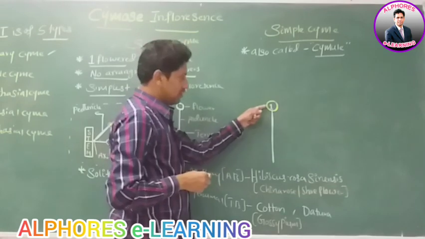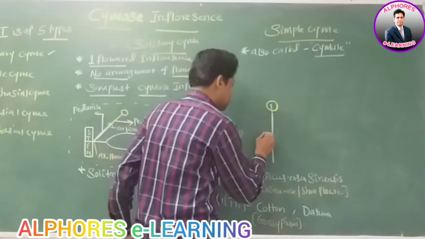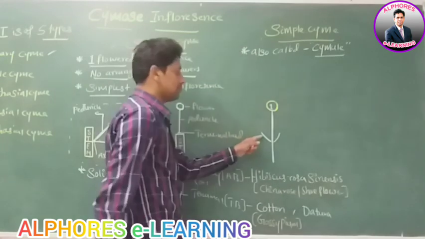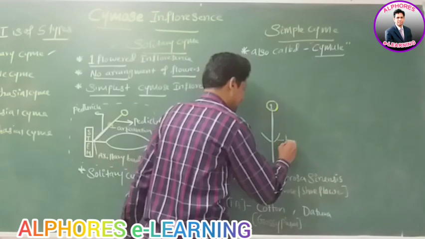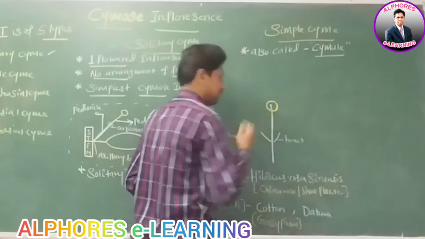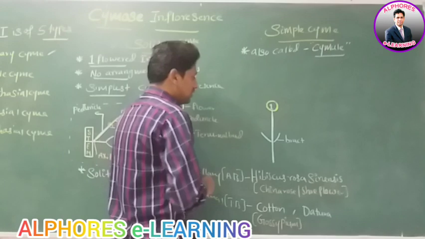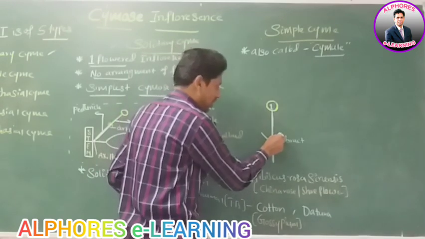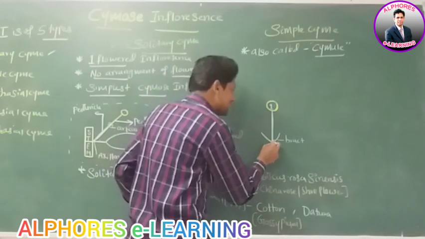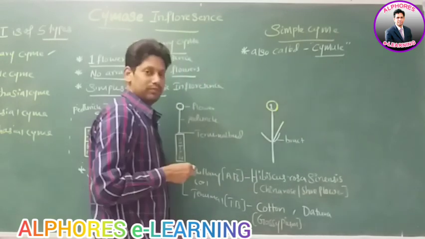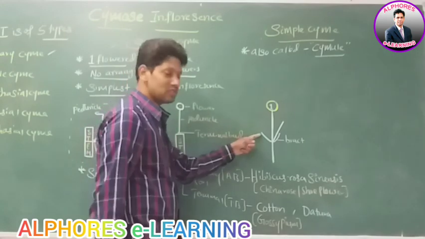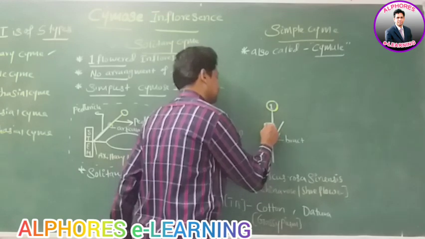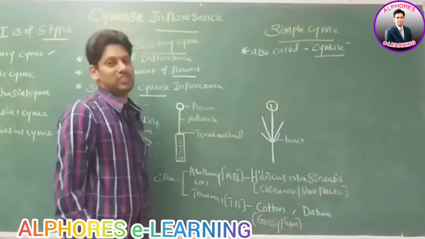Now listen to the statement. From the base of this flower, two bracts are developed. How many bracts are developed? Two bracts. This is the axil of the bract. From the axil of each bract, one lateral branch is developed. Be very careful: from the axil of each bract, one lateral branch is developed.